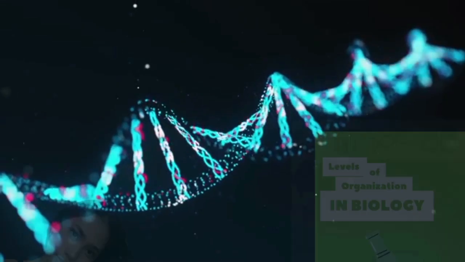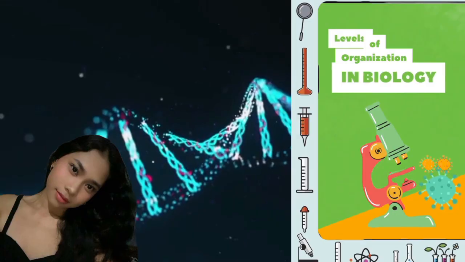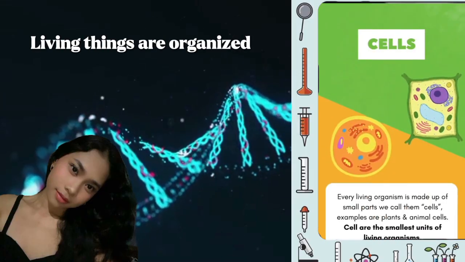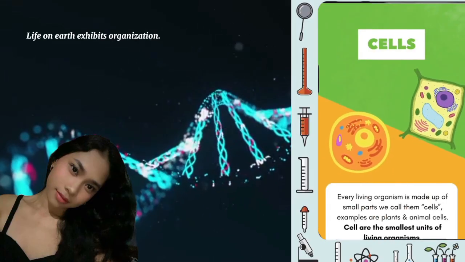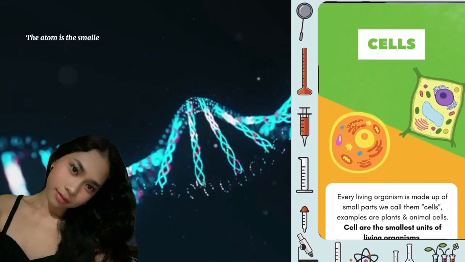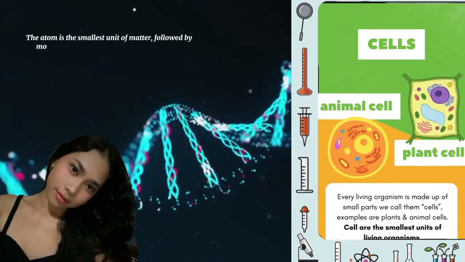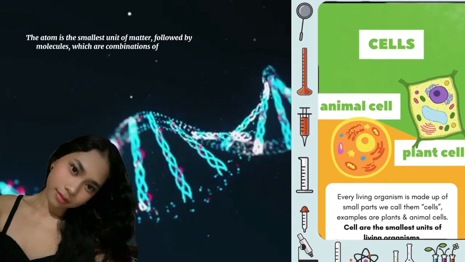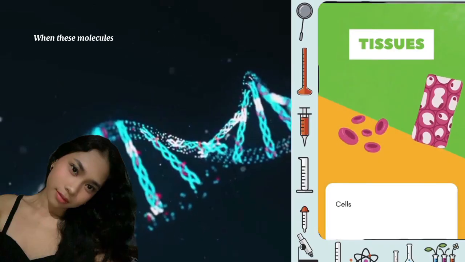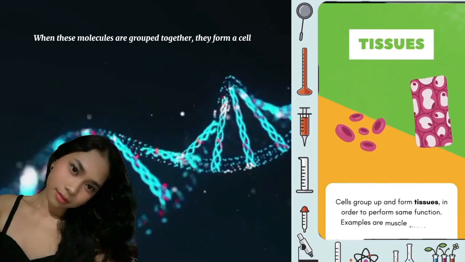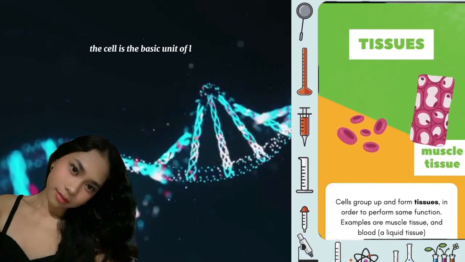Living things are organized. Life on Earth exhibits organization. The atom is the smallest unit of matter, followed by molecules, which are a combination of atoms. When these molecules are grouped together, they form a cell. The cell is the basic unit of life.